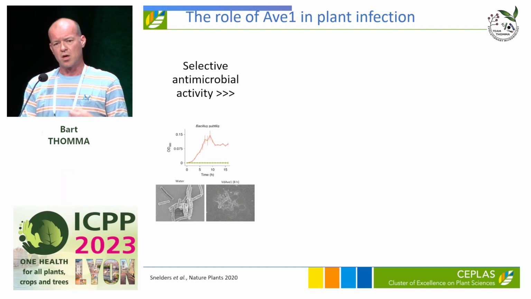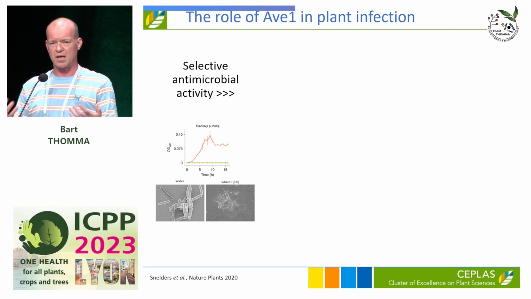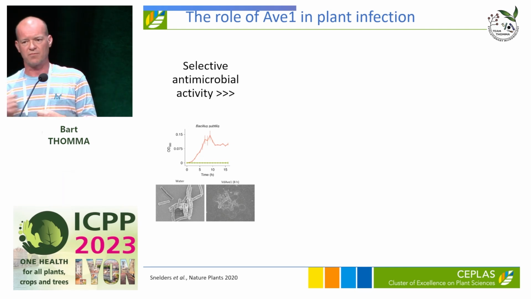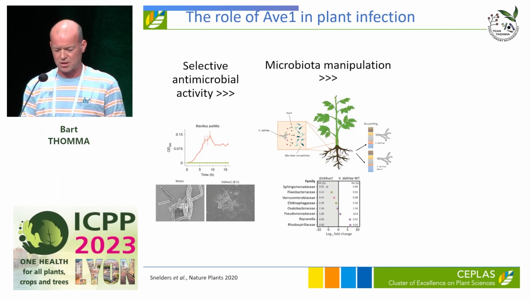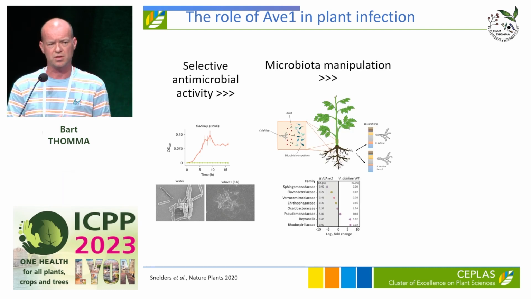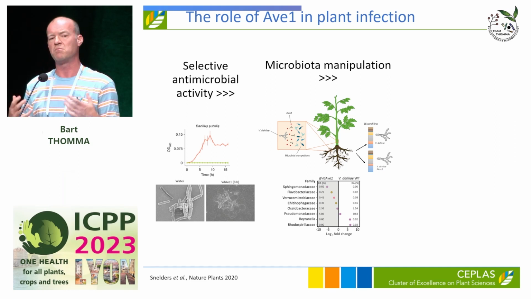So we reasoned that we would like to test whether this is relevant in planta. We went back to the wild-type Verticillium and the Av1 deletion strain and performed inoculations in plants. We did this in tomato and in cotton, and then started to profile the microbiota of these plants.